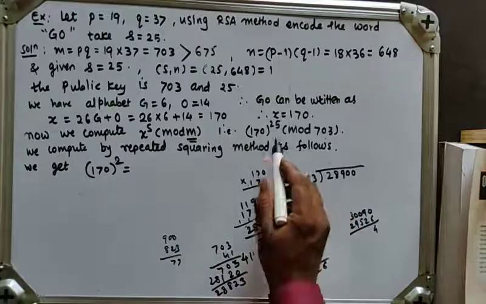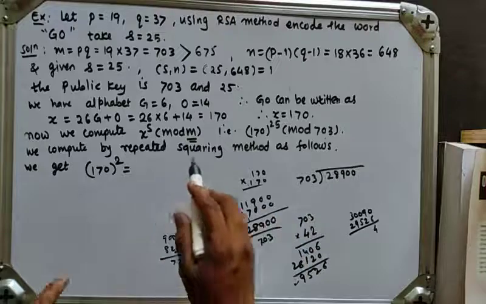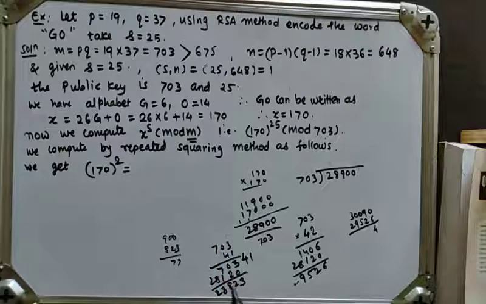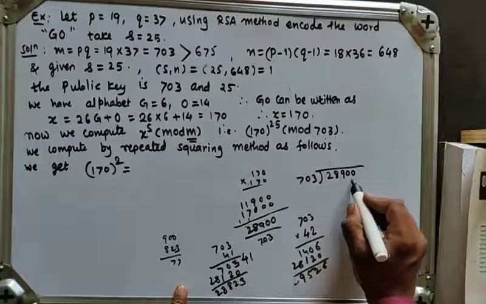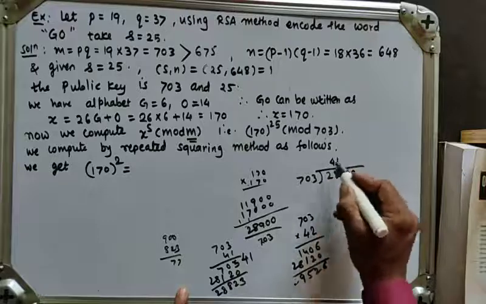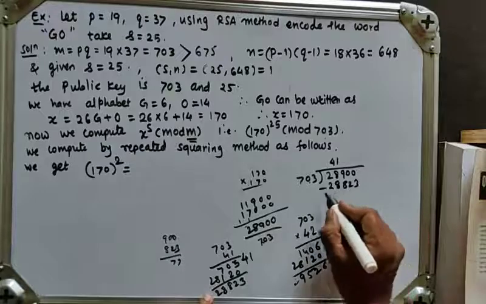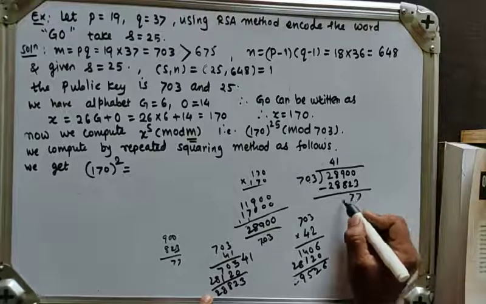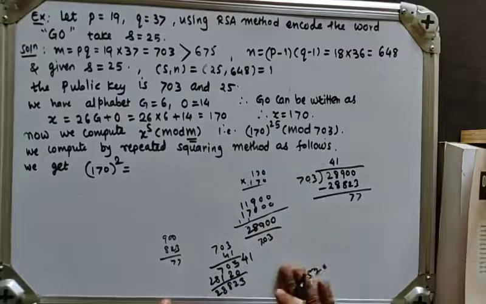So we have to calculate this number modulo 703. Modulo 703 means we divide the given number by 703, and then we get the remainder. Here we divide 28900 by 703. The quotient will be 41. Multiplying these two, we get 28823. After subtraction, we get 77. So the remainder is 77.